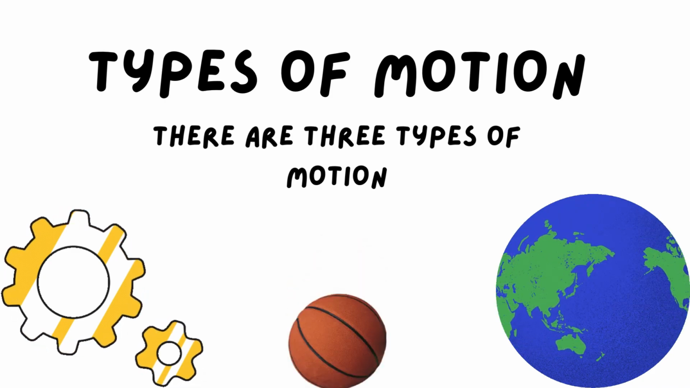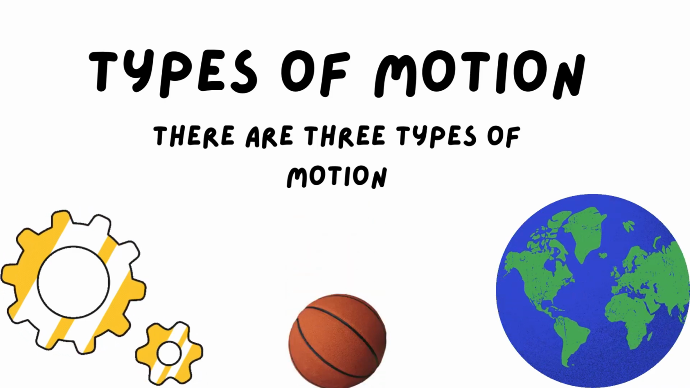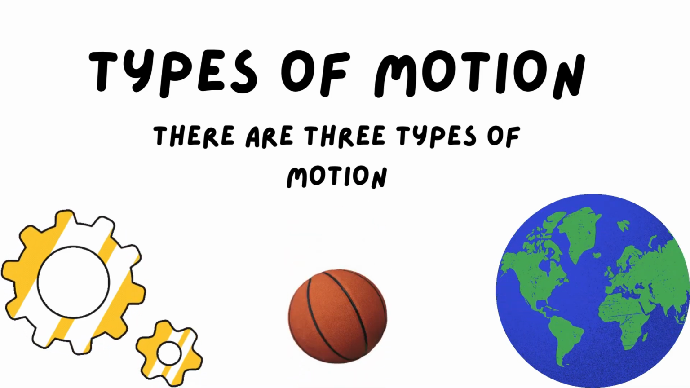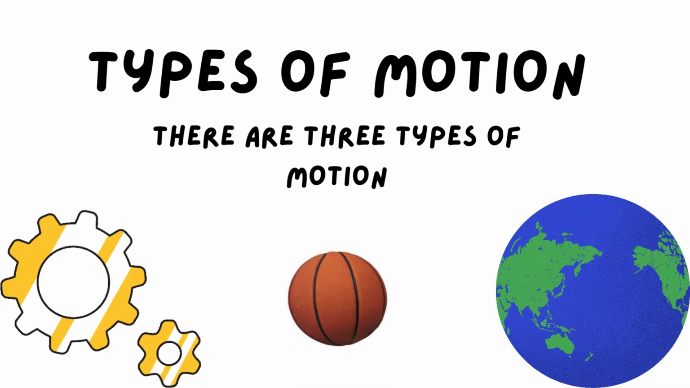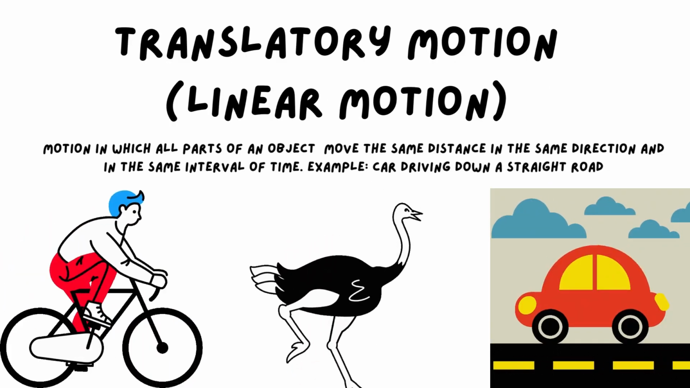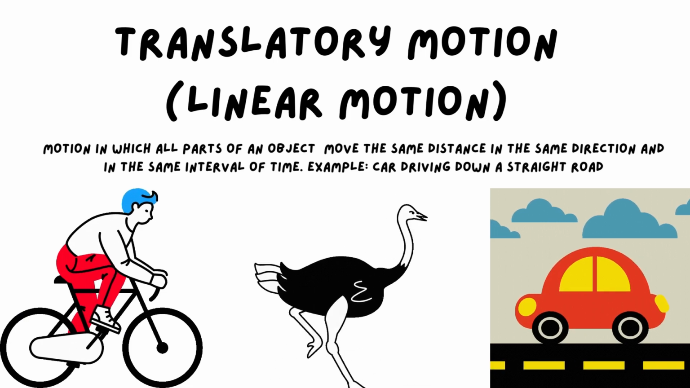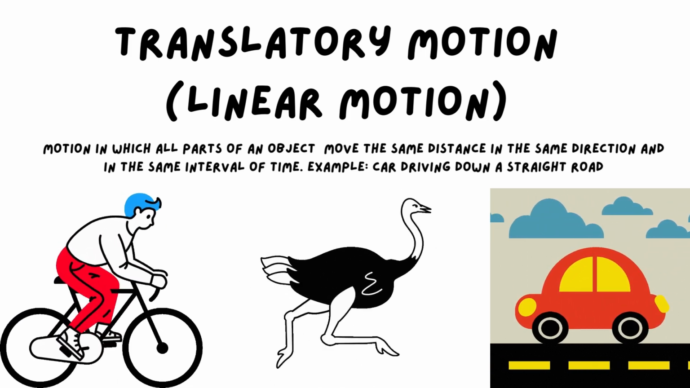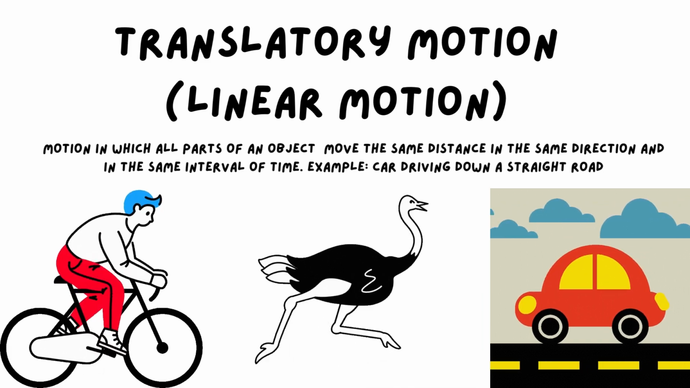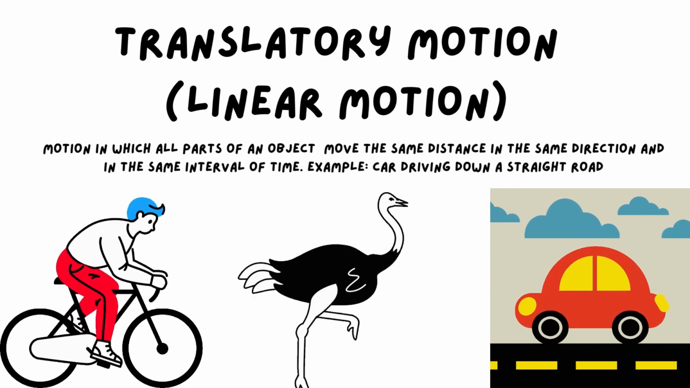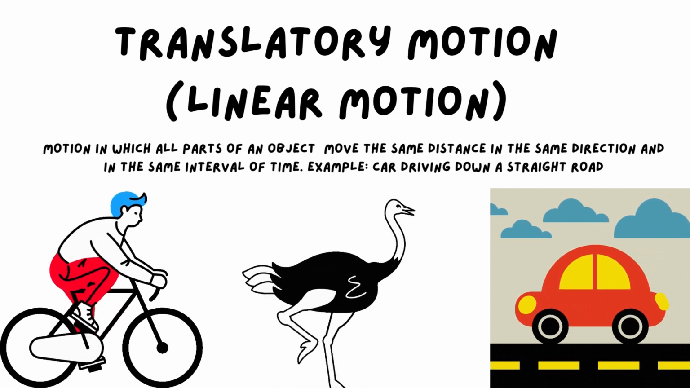Types of motion. There are three types of motion. Translatory motion, or linear motion: motion in which all parts of an object move the same distance in the same direction and in the same interval of time. Example, a car driving down a straight road.